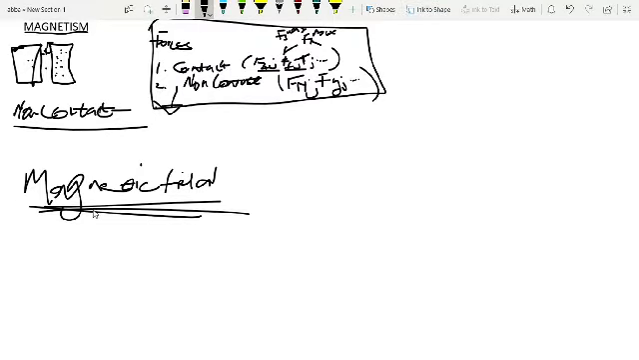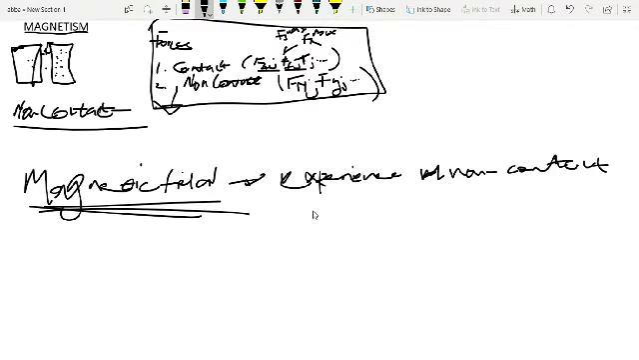Magnetic field: this is a region in space where a magnet or an object made of magnetic material will experience a non-contact force, like I said in the statement above, right? The magnetic force. This is the region in space whereby an object will experience a non-contact force.